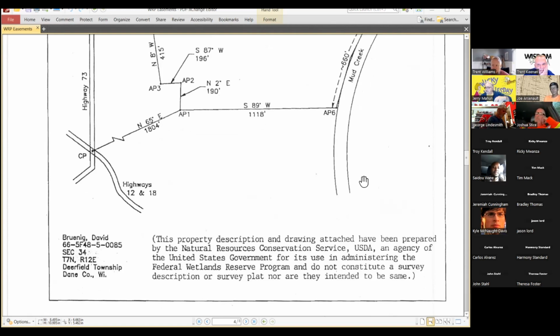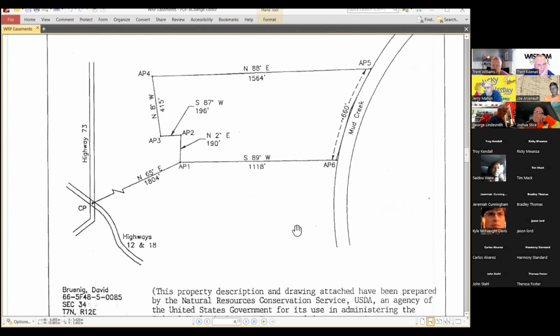Somebody comes out and performs a survey for him, and then they file this: this is the description and this is the deed. So this is the easement. So it creates an encumbrance on the property. Well, and you have to certify it on the ALTA for the wetlands.